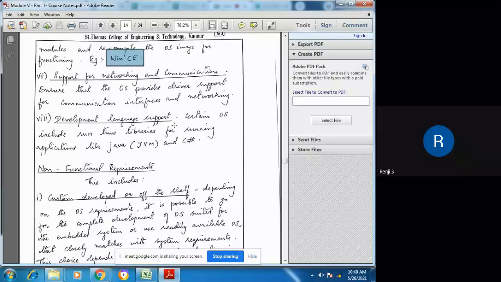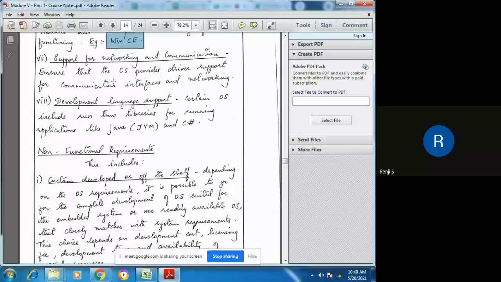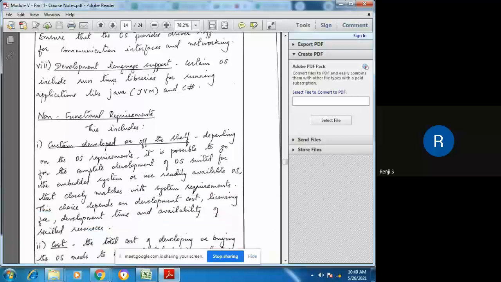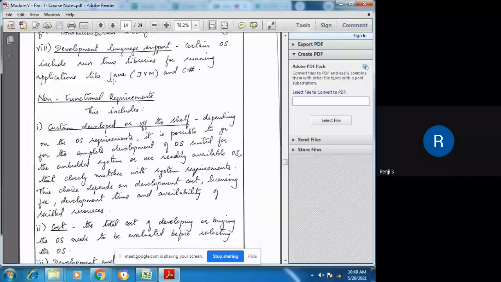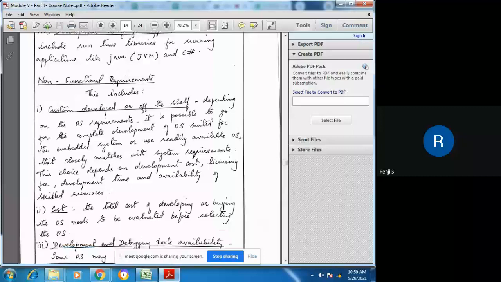Then next is support for networking and communication. If our product needs to communicate with other devices, or if it is using network protocols, then you should ensure that it is supported by the RTOS. Then development languages. There are certain languages like Java that have runtime libraries built into the system, so if we choose such a language, we should ensure that the OS also supports that language. So these are the functional requirements that we consider in an RTOS.